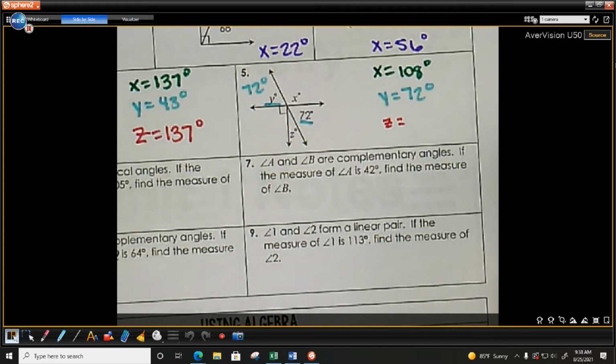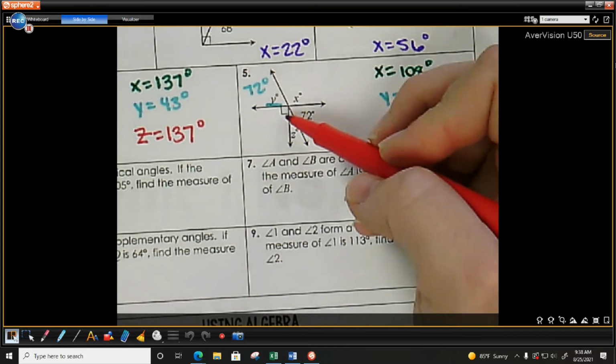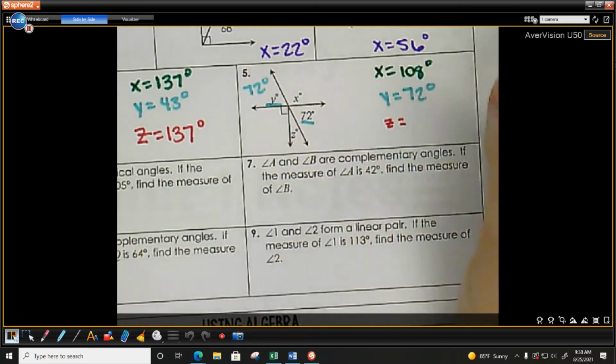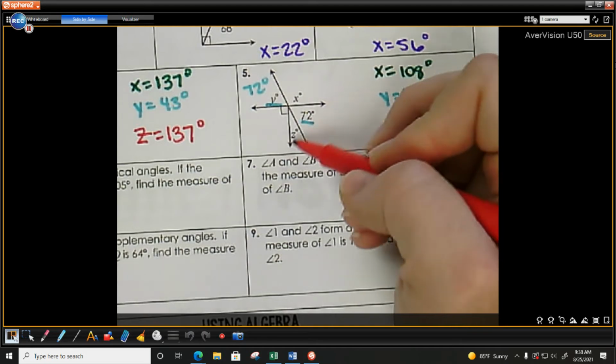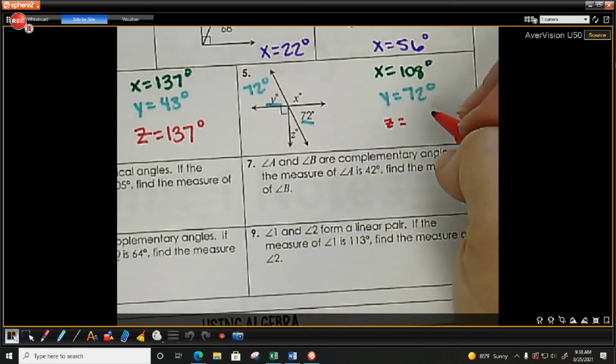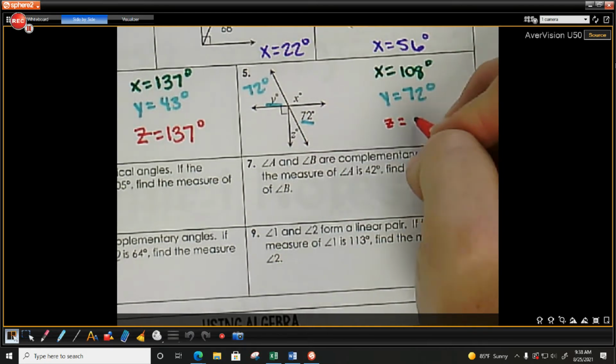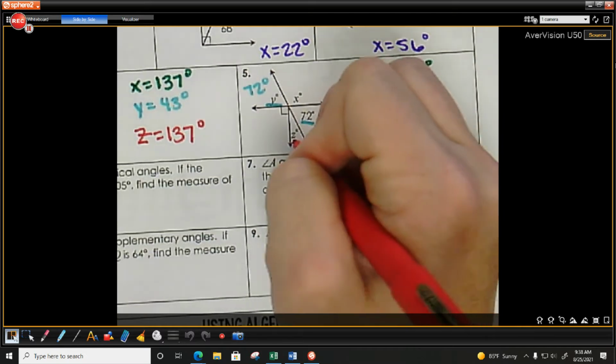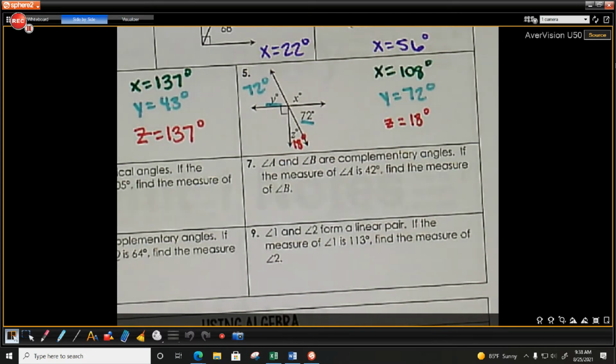And then how can I find z? 90 minus 72, because this is a right angle, because this makes a straight line, meaning these are complementary. So 90 minus 72 is 18 degrees. So this is 18 degrees. Good?